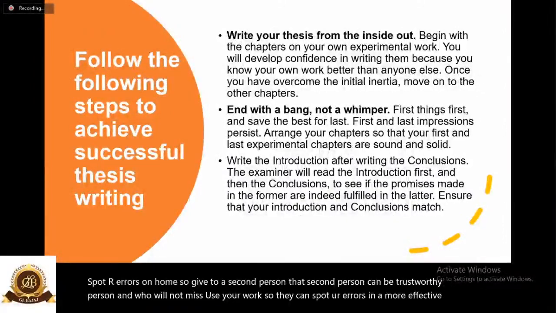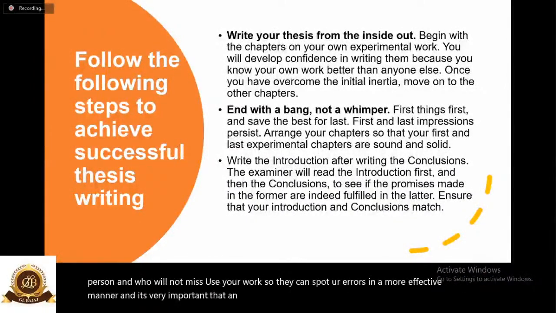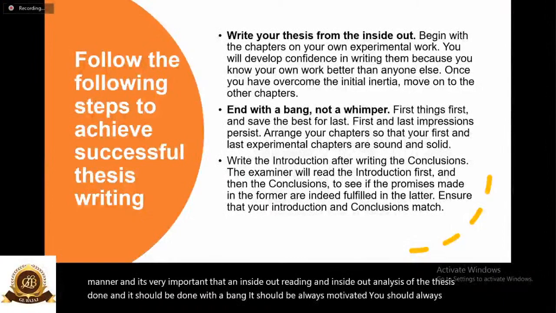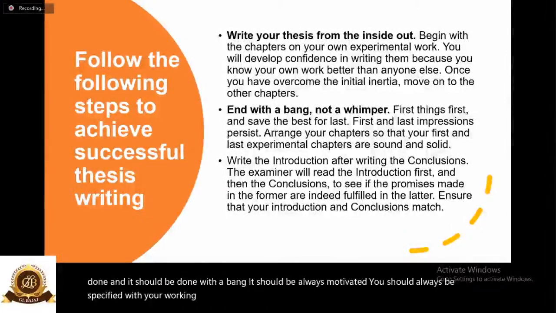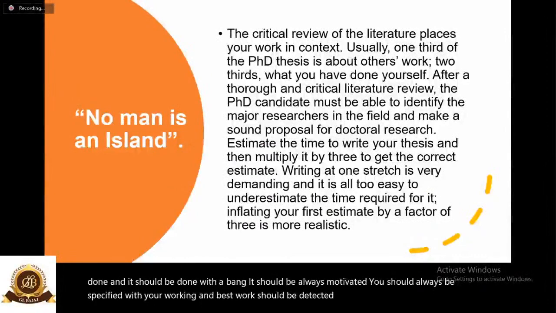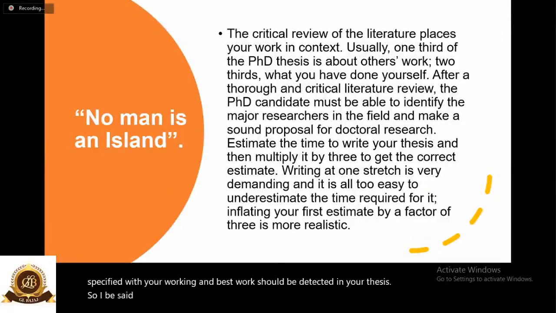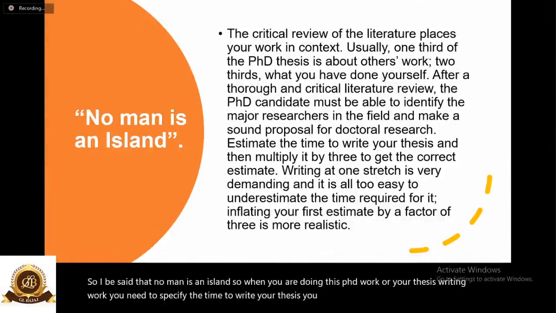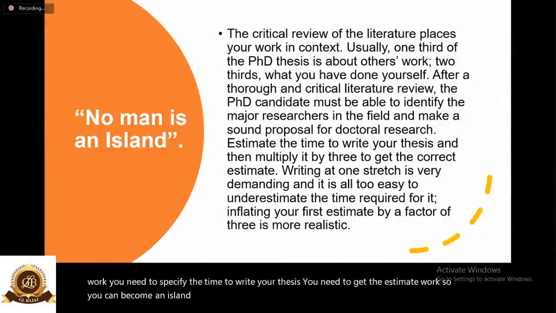And it's very important that an inside-out reading and inside-out analysis of the thesis is done, and it should be done with a bang. You should always be motivated, you should always be specific about your work, and your best work should be depicted in your thesis. We say that no man is an island. So when you are doing this PhD work or your thesis writing, you need to specify the time to write your thesis. You need to get an estimate of the work. You can become an island if you get support from other people.